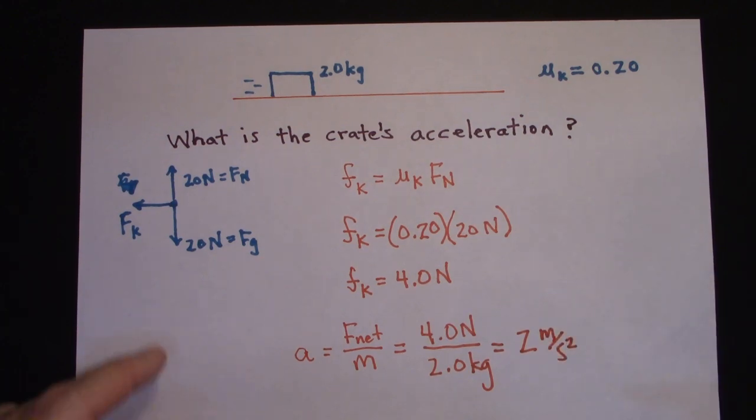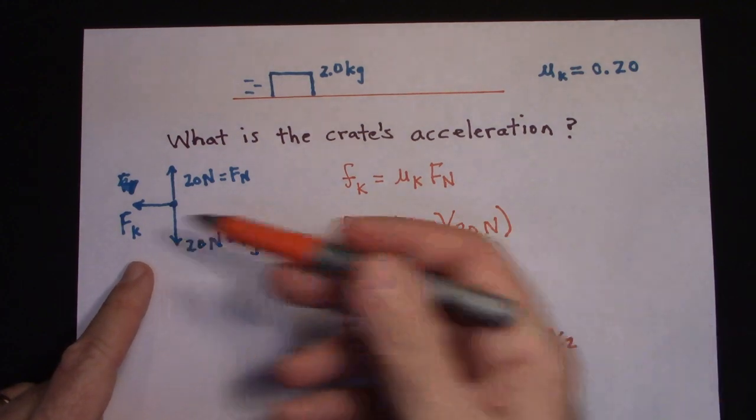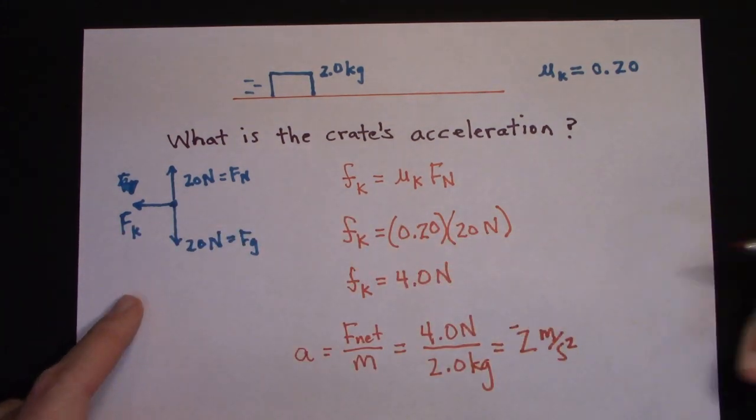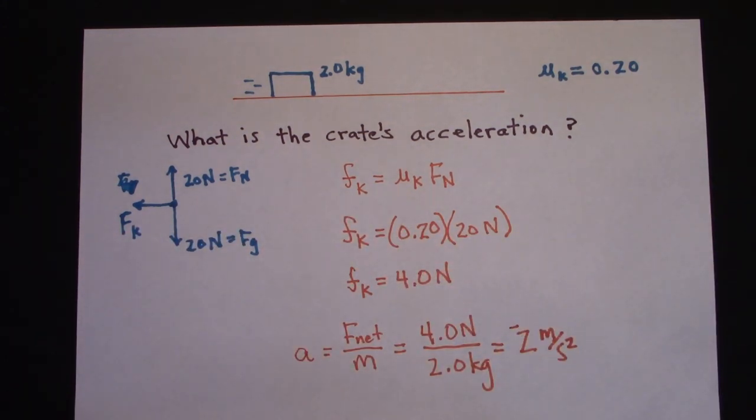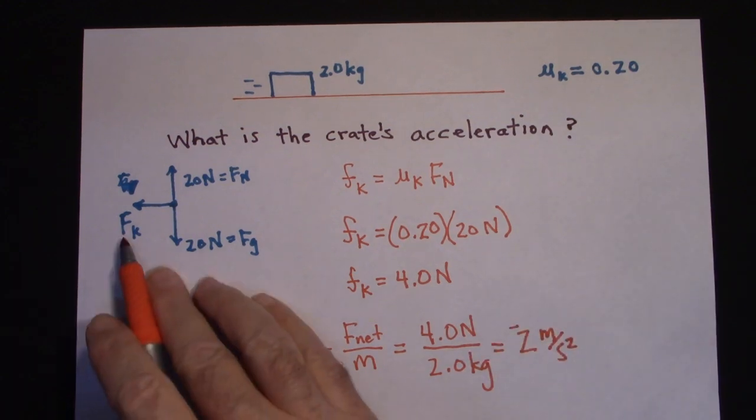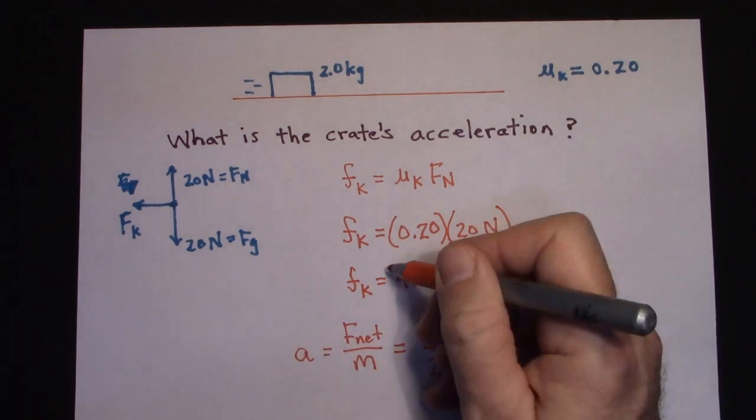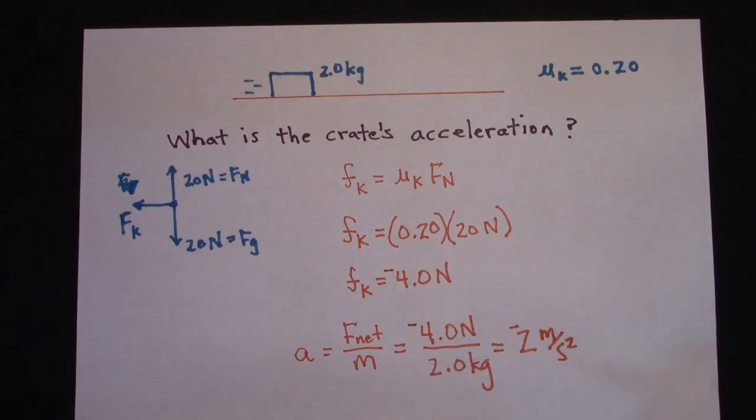Now I need to let you know then that it's to the left. Where'd that negative come from? I just threw that negative in there. Where's it coming from? It's because the force of kinetic friction is to the left. So it's really to the left and to the left.